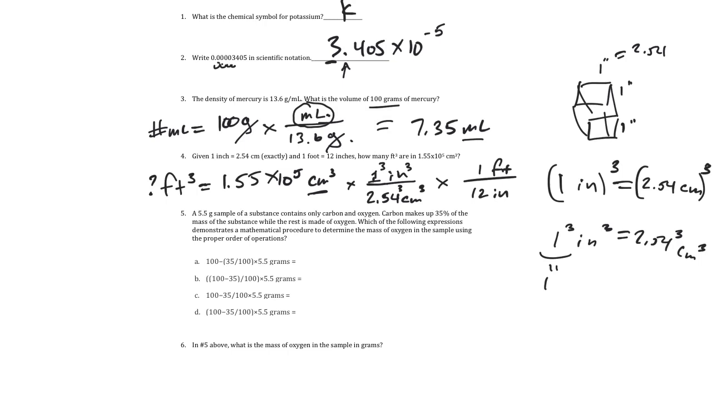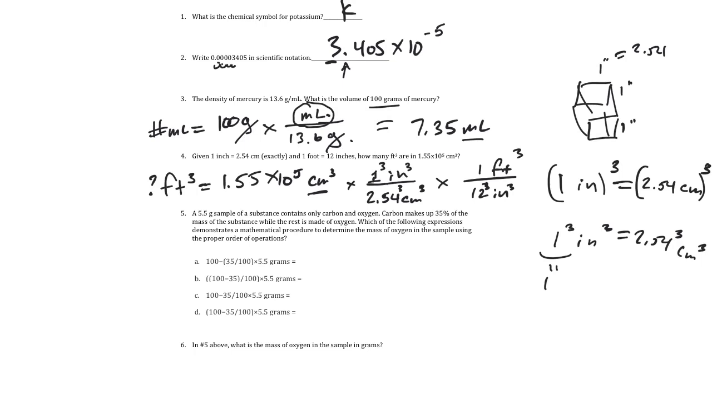Just like applying this now to a foot, if we have a foot by a foot by a foot, that'd be 12 inches by 12 inches by 12 inches. So 1 cubic foot would be 12 cubed inches cubed. So to solve this problem, all I need to do is take 1.55 e to the 5, or times 10 to the 5, divide by 2.54, raised to the power of 3. I usually think of that as the caret symbol. So we do caret to the 3.